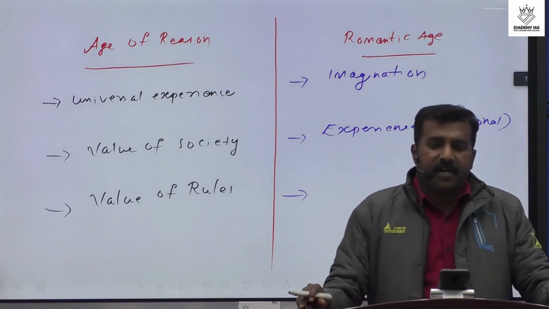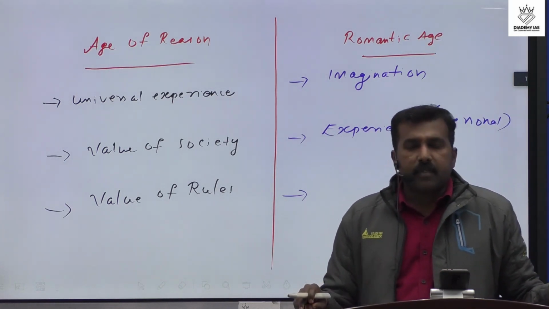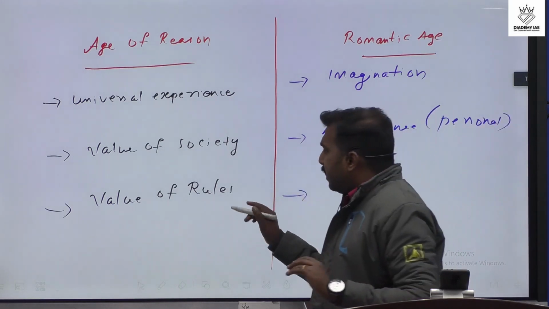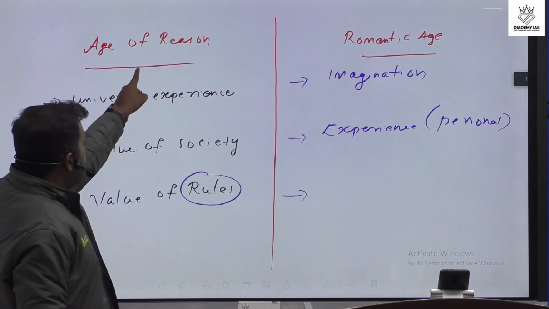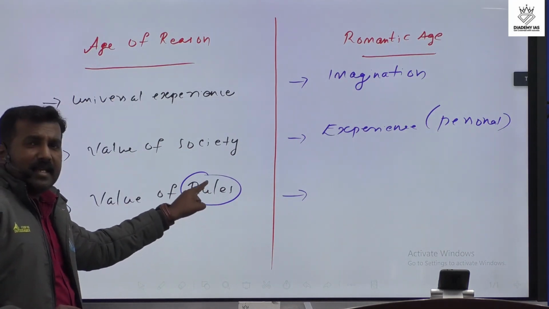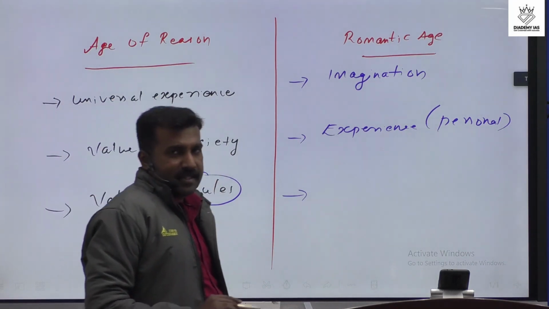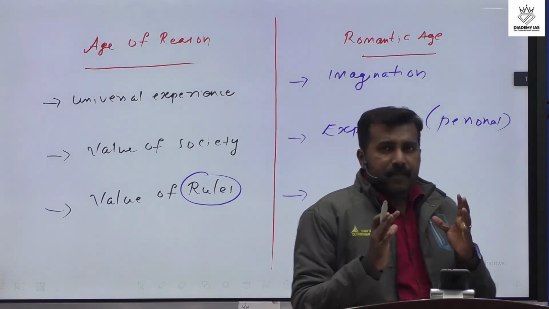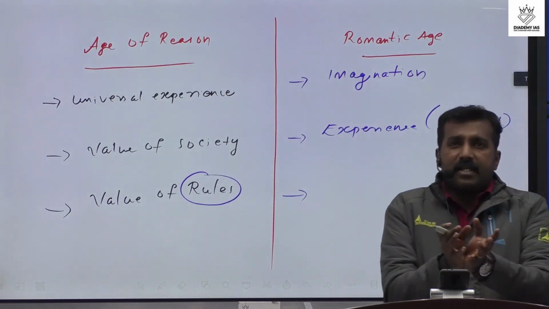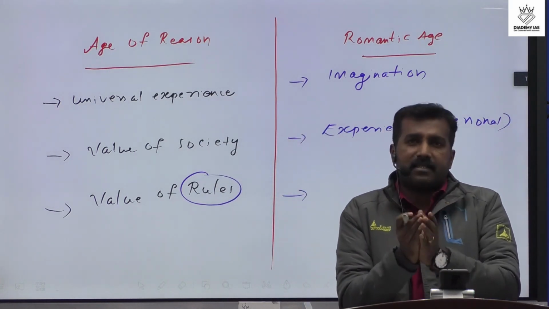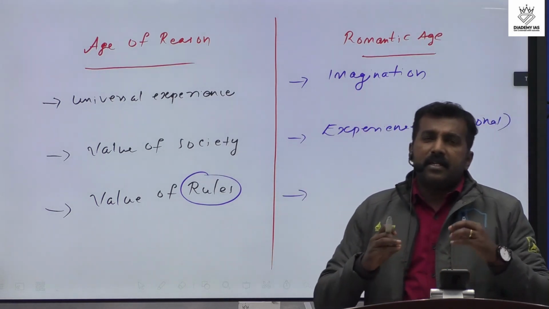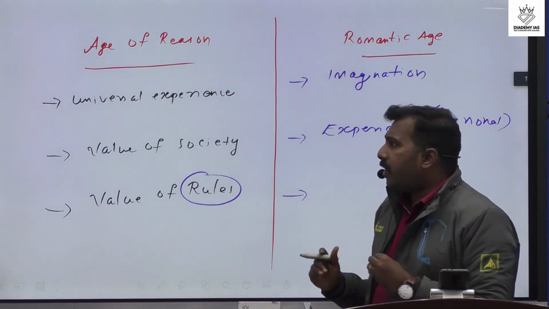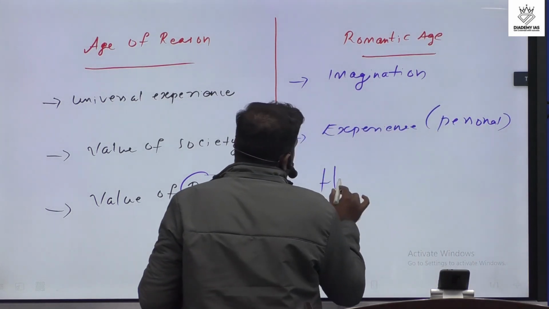Okay, next one is, in this period, we called it a rule. Okay, the Age of Reason, mainly a set of rules were there. That means a set of restrictions in literary works and presentation. But in the case of the Romantic age, it was mainly based on human values, not rules.